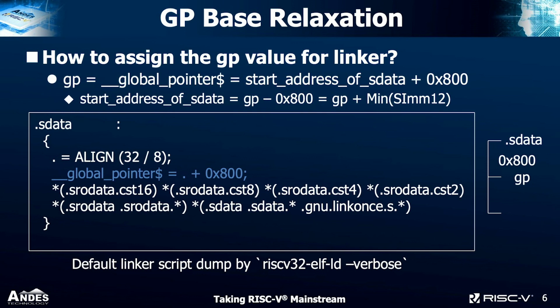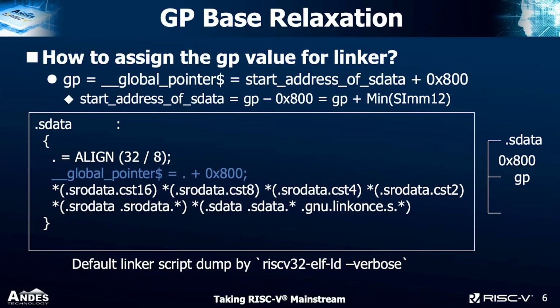The linker script file describes the section layout. It can also be used to assign symbol values. You can generate the default linker script by riscv-ld with the verbose flag. The global pointer symbol will be assigned the start address of the small data section plus hex 800. The magic number is the offset limitation of signed 12-bit. The immediate fields of load, store and add immediate instructions are signed 12-bit.